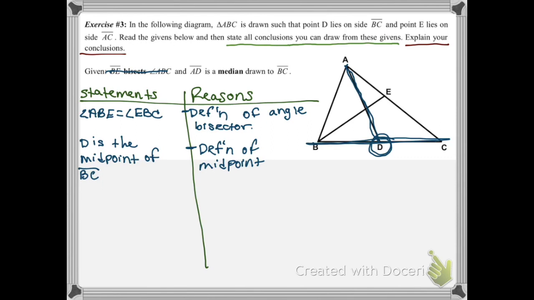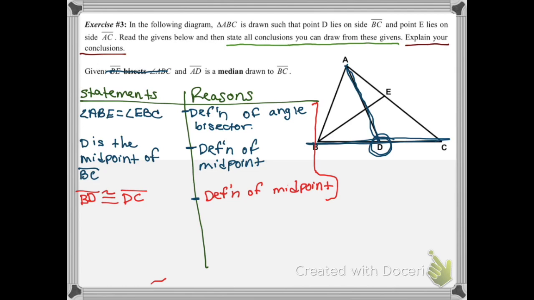Okay, let's see what we can say now. Well, since D is the midpoint of BC, what conclusion can we now draw? That's right. We can say that BD is congruent to DC, and that's by the definition of a midpoint, okay? So far here, we just used 3 different definitions. Sometimes it's going to be that simple. Sometimes it'll be a little bit more involved, okay? But this is just an introduction.